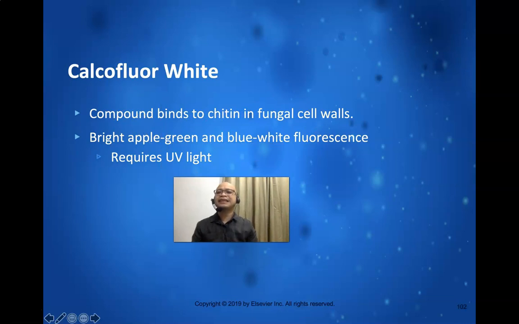Calcofluor white is actually a whitening compound in the textile industry. It is used as a compound that binds to chitin, which is one of the components of the fungal cell wall. It appears like a bright apple green and blue-white fluorescence when observed under ultraviolet light.